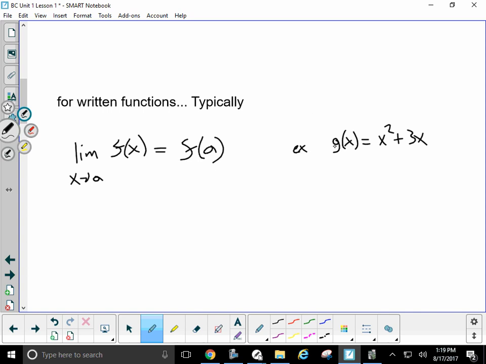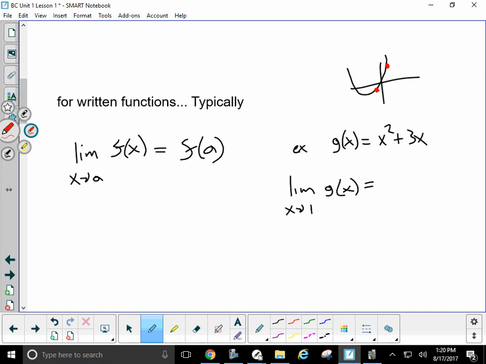Well, let's use g of x as x squared plus 3x. It's something we looked at before. If I ask you what is the limit as x approaches 1 of g of x, well, you know that x squared plus 3x is going to be a parabola that opens up. There's no holes, there's no jumps, it's nice and smooth. You know that limits will exist everywhere and they will be equal to the function value. This is what this is saying.